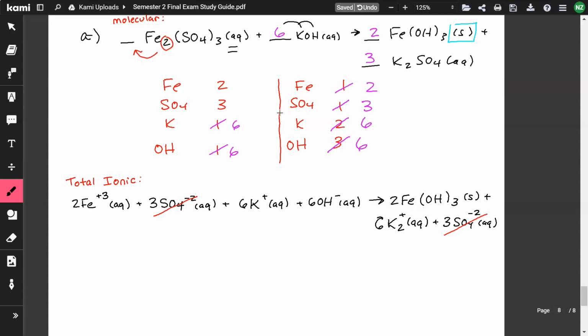And what else? Is there anything else we can cross off? Potassium exists on both sides. Let's go ahead and cross that off. And I believe that is it. Okay, so that's our total ionic. Our net ionic is anything left over. So we have 2 irons, we have 6 OH minus, and that is going to yield 2 irons.